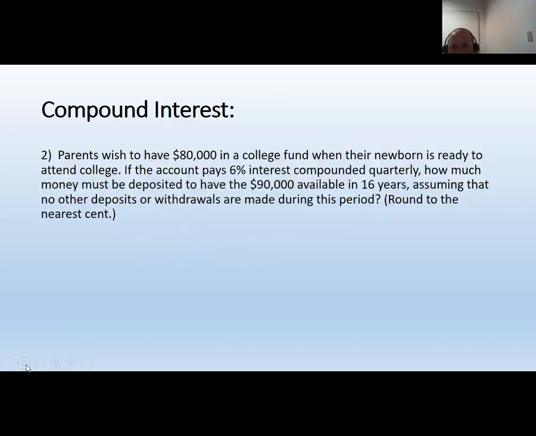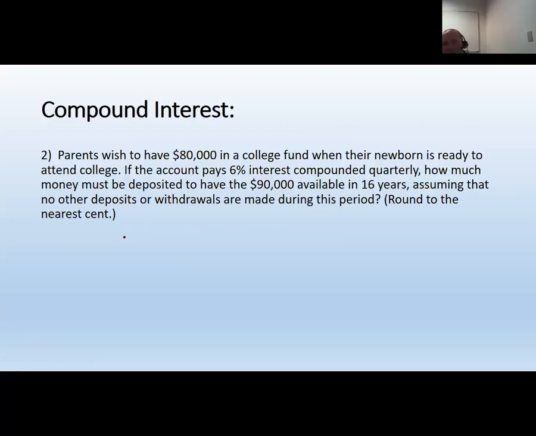Okay. Here's the next problem. This says parents wish to have $80,000 in a college fund when their newborn is ready to attend college. If the account pays 6% compounded quarterly, how much money must be deposited to have $90,000 available in 16 years, assuming that no other deposits or withdrawals are made during this period? You've got to understand this is a one-time deposit that this person needs to make.